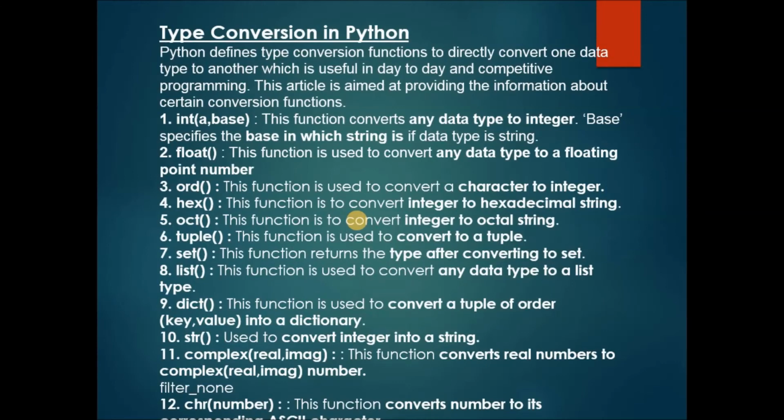Type conversion operator, type conversion in Python. So if you are writing a string value, suppose a is equal to 5, that is a string value.